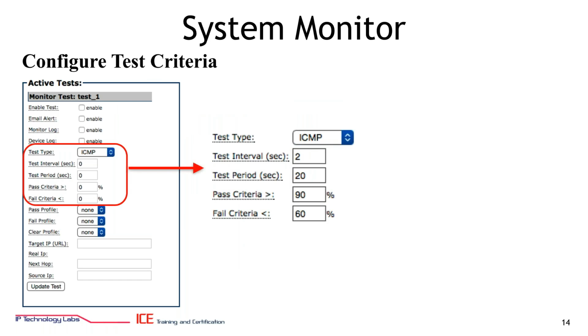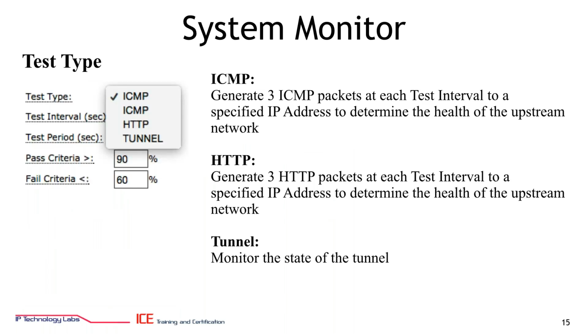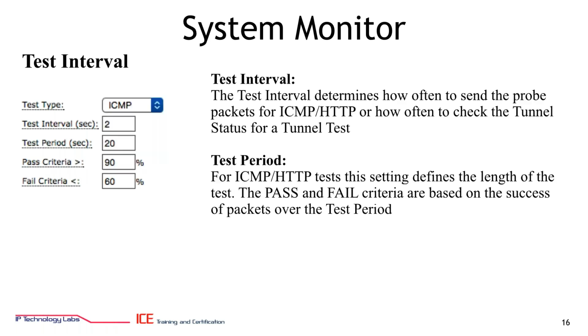There's a couple different test types, whether you choose ICMP, HTTP, or tunnel. It will give you a different set of variables that you need to configure. So when you do ICMP, we generate 3 ICMP packets each test interval. HTTP, we generate 3 HTTP packets every test interval. For tunnel, we're basically just monitoring the state of the tunnel. You can define the monitor criteria.